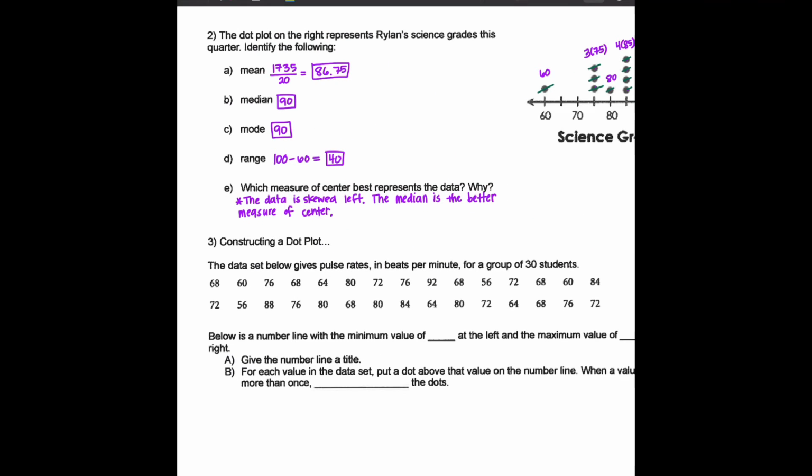Okay, so long answer, but our answer is the median. Which measure of center best represents this data and why? The median is the best measure of center. It best represents this data because it is skewed left.